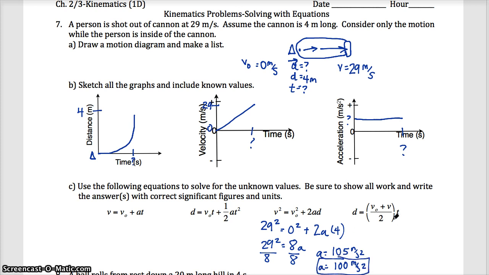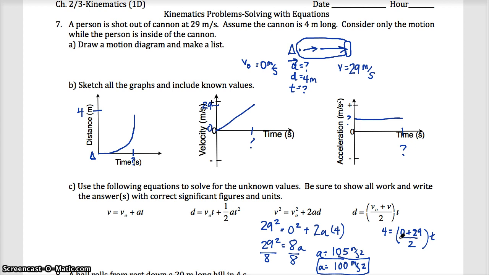All right, then we can go ahead and figure out our time. The distance we know is 4. The original velocity we know is 0. The final is 29, divided by 2. And then we have our time we're trying to figure out.